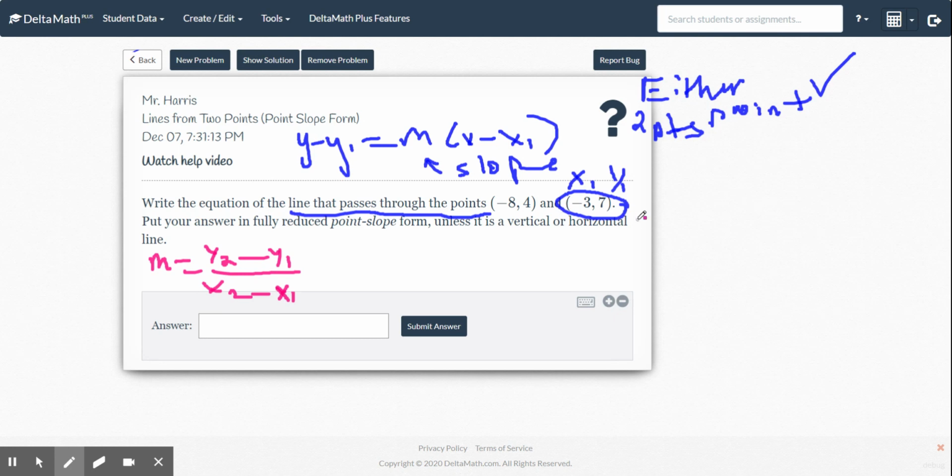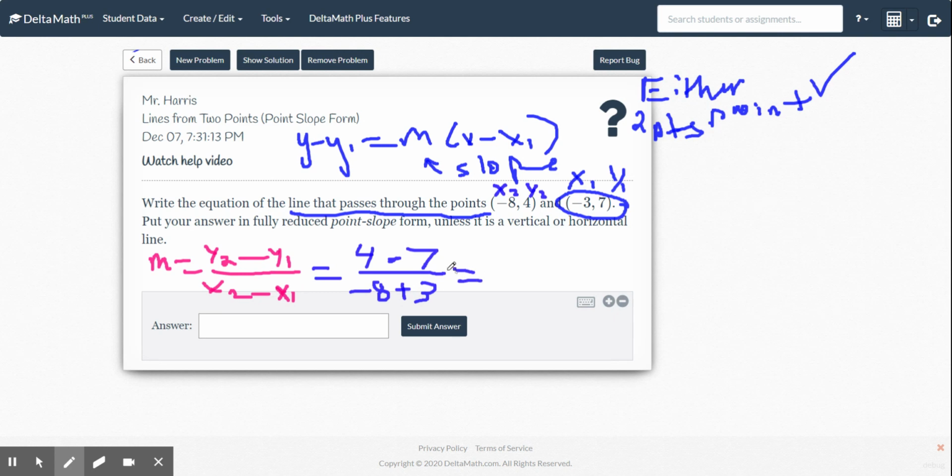And you're probably thinking, wait a minute, but we called this second point x1, y1. Well, that's okay. Either of these points could be x1, y1. What matters is that we're consistent. So if this is x1, y1, that means this is going to be x2, y2. Consistency is what matters here. So if this is our first point, this could be our second point. So we've got y2, which would be 4, minus y1, which would be 7, over x2, which would be -8, minus x1, which would be -3. Minus a negative would be +3.